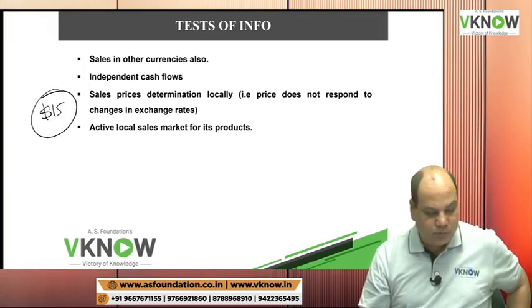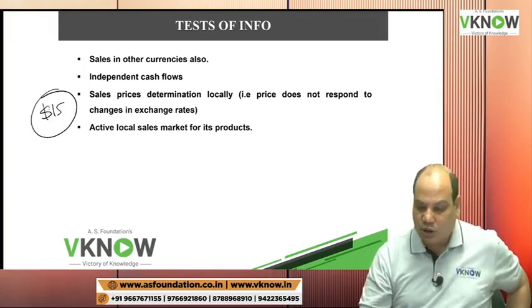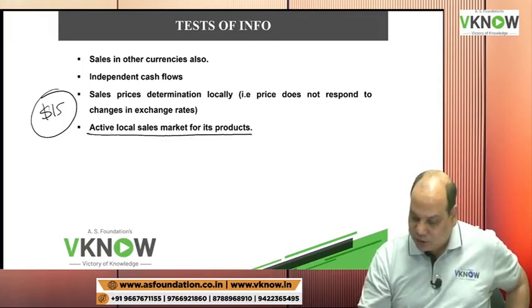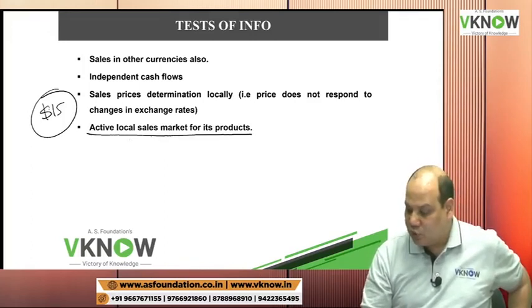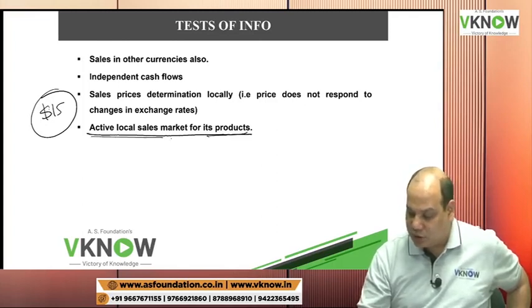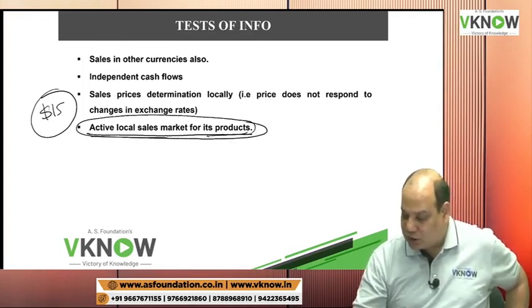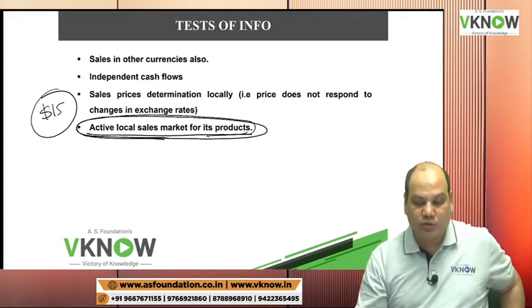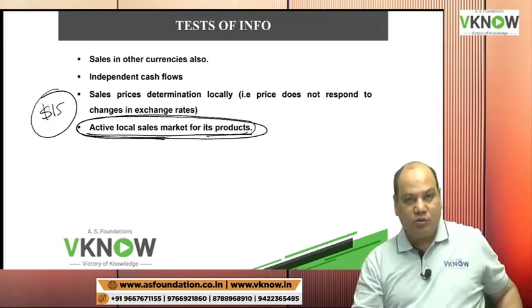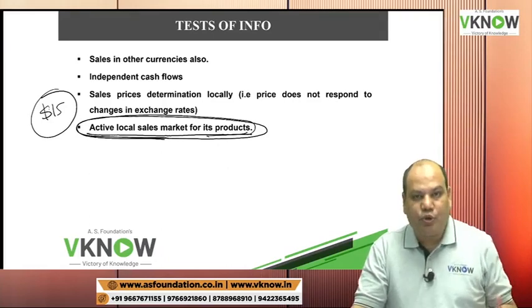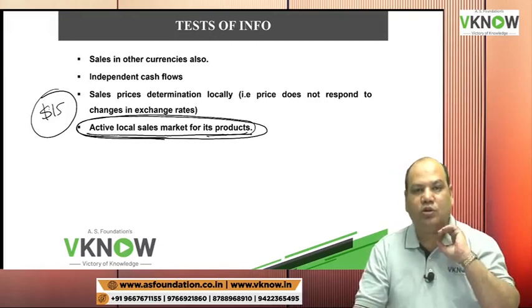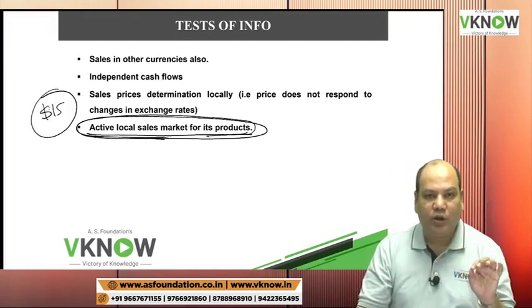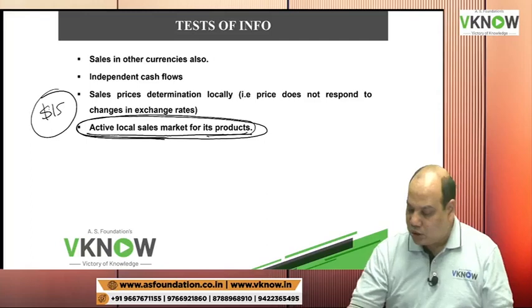And the last point to identify non-integral operation, as per AS-11, there is an active local sales market for its product. So they are producing and selling actively in the local market their local products. They are not dependent on head office or the parent company for selling goods. They can procure, manufacture locally and sell locally also. There are total 8 points.